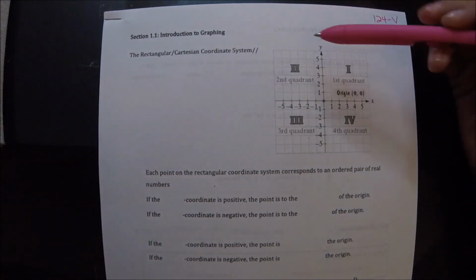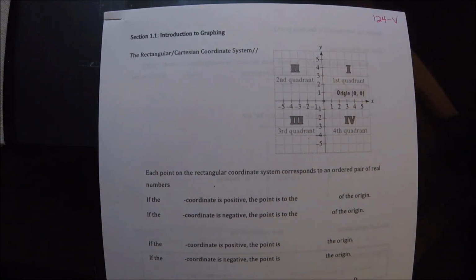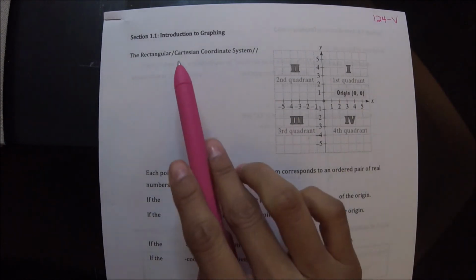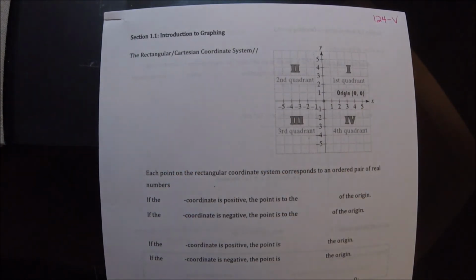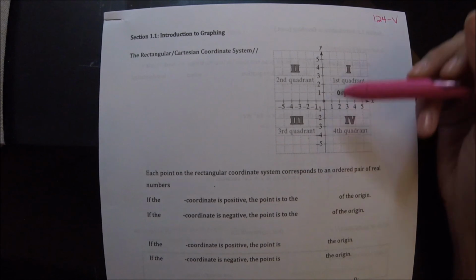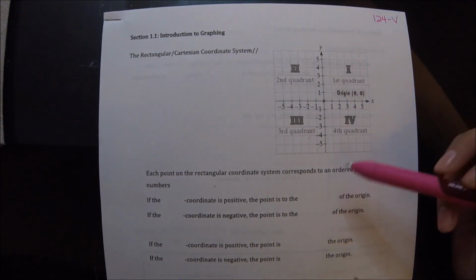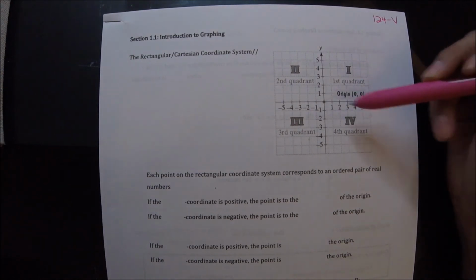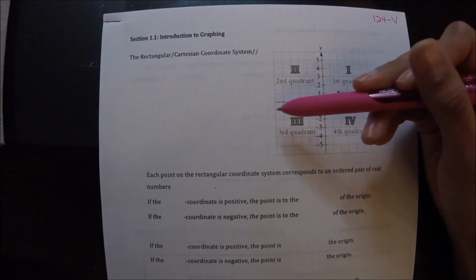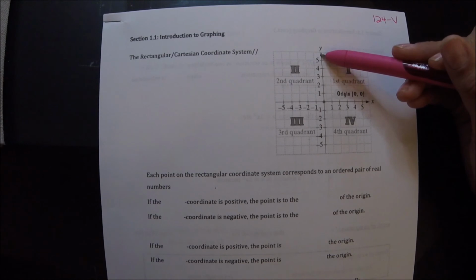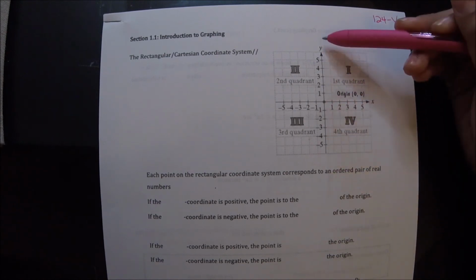So first we'll talk about the rectangular coordinate system, sometimes called the Cartesian coordinate system, and basically it's the x-axis, which is horizontal, and the y-axis, and the x-axis increases left to right, and the y-axis increases bottom to top.